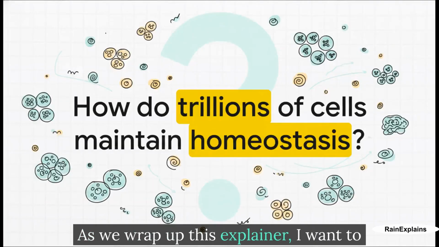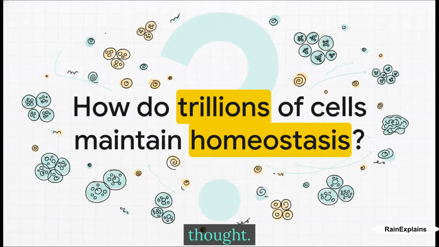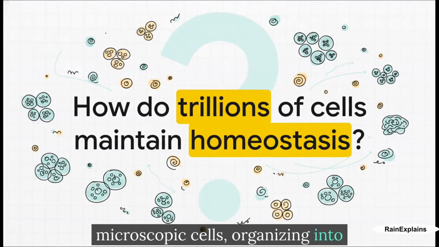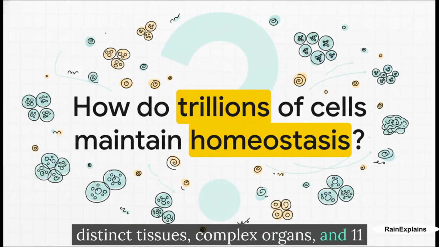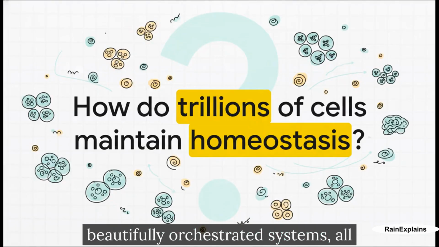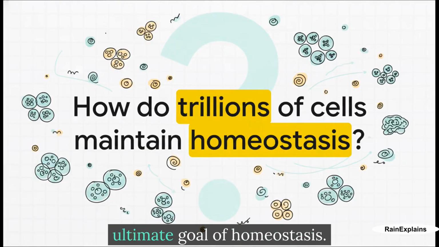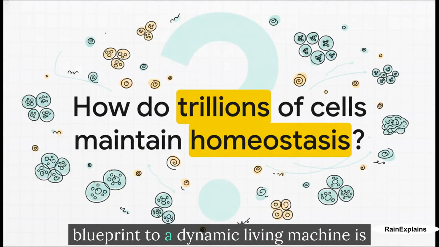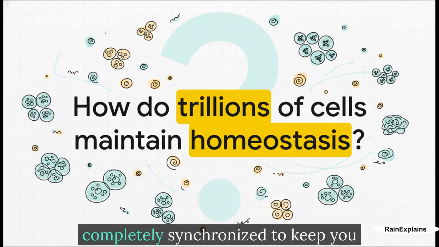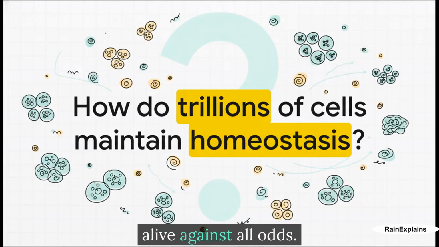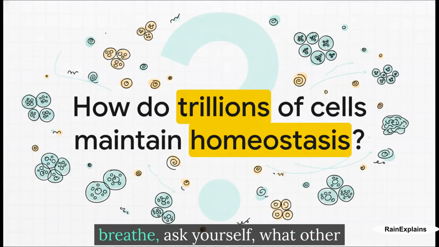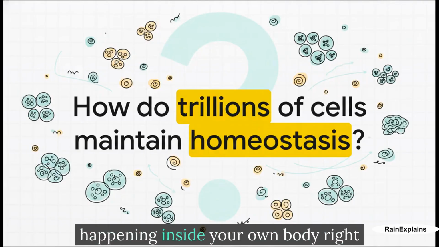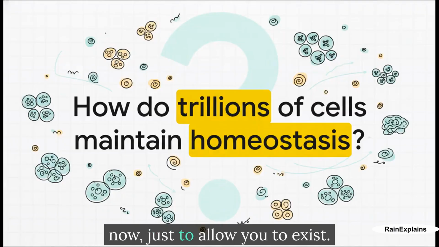As we wrap up this explainer, I want to leave you with a rather mind-blowing thought. How do trillions of individual microscopic cells, organizing into distinct tissues, complex organs, and 11 beautifully orchestrated systems, all perfectly coordinate to maintain that ultimate goal of homeostasis? This incredible transition from a static blueprint to a dynamic, living machine is completely synchronized to keep you alive against all odds. So the next time you just sit and breathe, ask yourself, what other microscopic, physiological miracles are happening inside your own body right now just to allow you to exist?